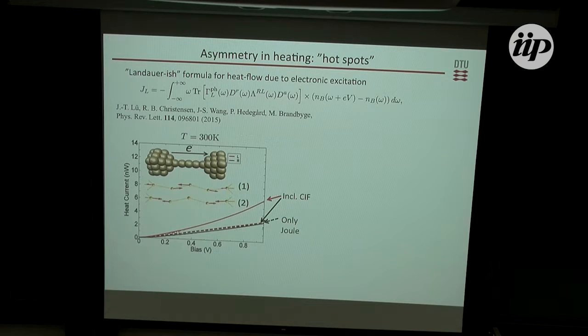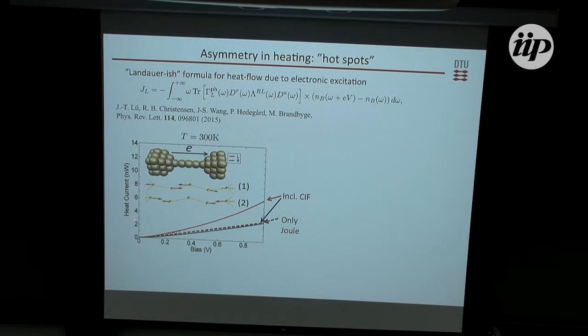Now we have more recently derived this, again in lowest order perturbation theory, for the phonon heat current. And you can write it out in these kind of Landauer-ish expressions. What I want to point out is that now you just have the phonon Green's functions here, you have the coupling, the gamma, for the coupling to the phonon bath, and you have again these lambda functions.